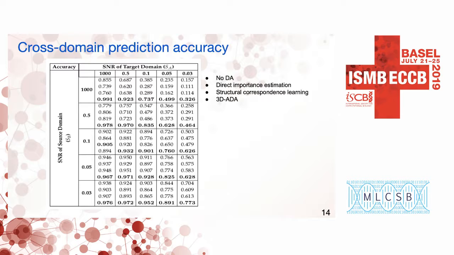This table shows the cross-domain prediction accuracy. The model is trained on a source domain dataset from batch B and predicted on the target domain dataset from batch A. In each cell, these are the SNRs, and the first row shows the accuracy without domain adaptation. The second row, direct importance estimation. The third row, structural correspondence learning, and the fourth row, our proposed 3D ADA framework. The highest accuracy in each cell is highlighted, and as you can see here, in 24 of the 25 cases, our proposed 3D ADA framework achieved the highest accuracy, except only here. And it's close to the best one.